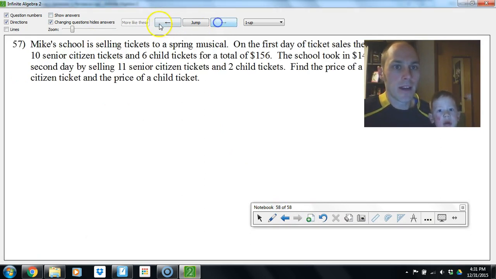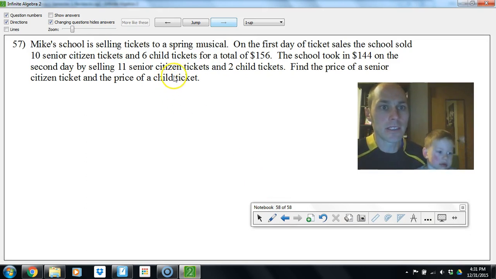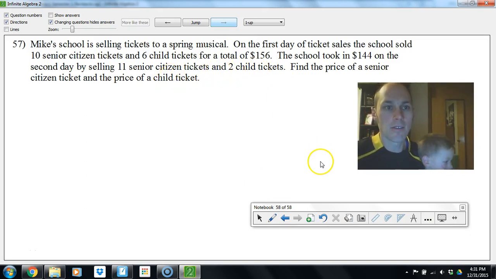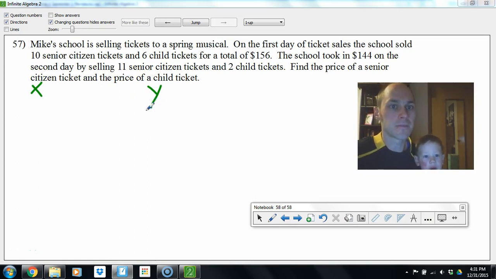And I believe this is the final problem. All right, a word problem. Mike is selling tickets to the Spring Musical. On the first day of ticket sales, the school sold 10 senior citizen tickets and 6 child tickets for a total of $156. The school took in $144 on the second day by selling 11 senior citizen tickets and 2 child tickets. Find the price of a senior citizen ticket and a child ticket. So let's say senior citizen ticket is X, child ticket is Y.